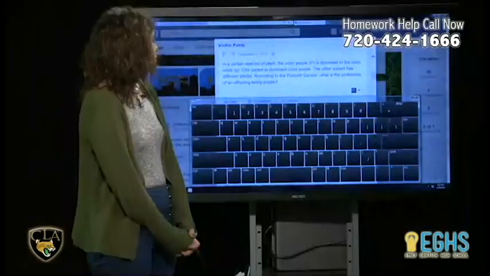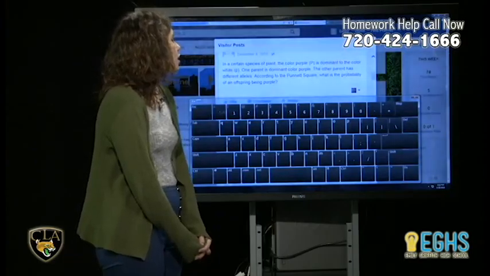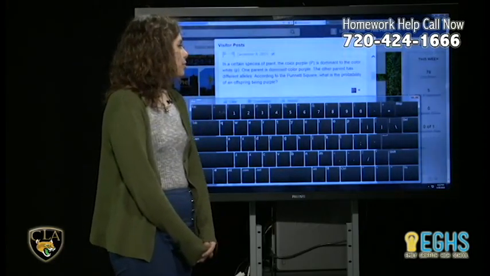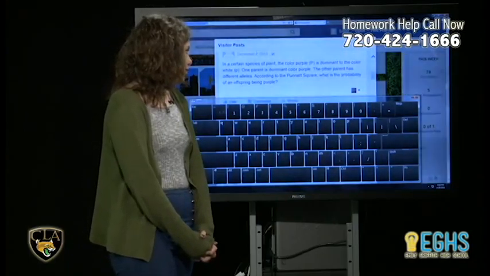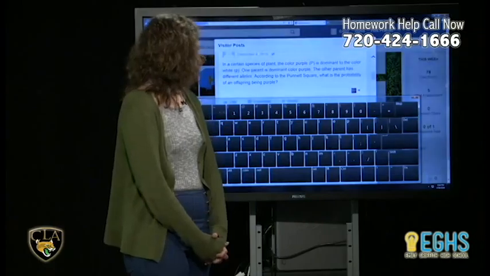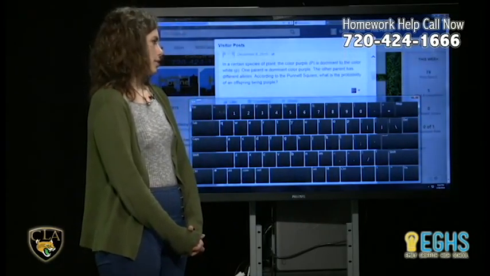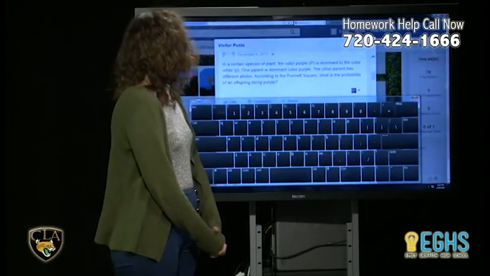So we have a science question first, and this asks, in a certain species of plants, the color purple is dominant to the color white. One parent is dominant color purple. The other parent has different alleles, if I pronounced that correctly. According to the Punnett Square, what is the probability of an offspring being purple?